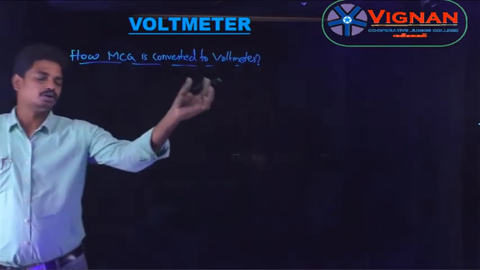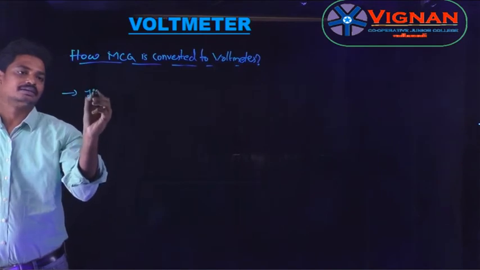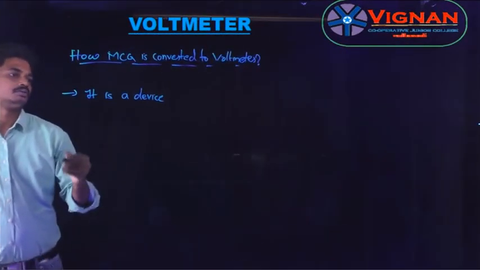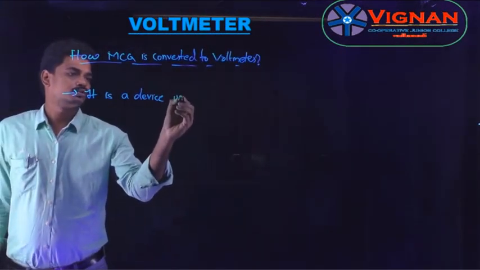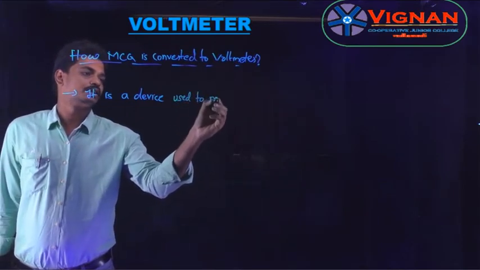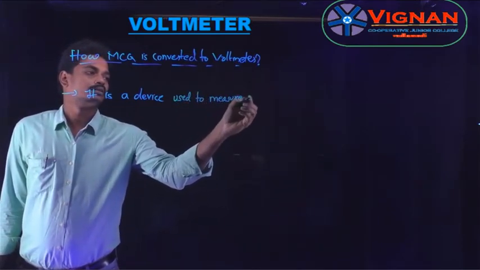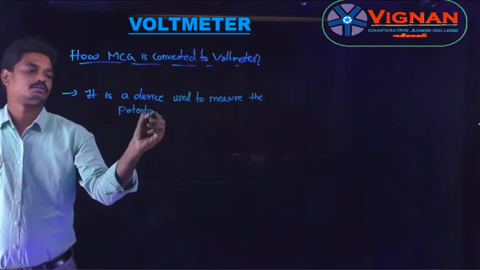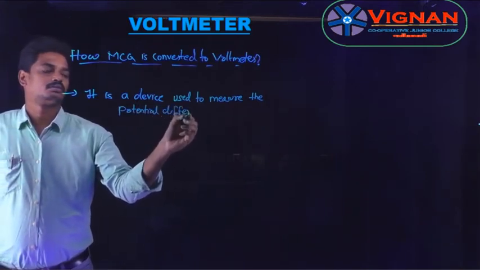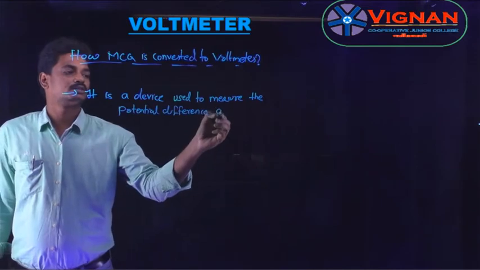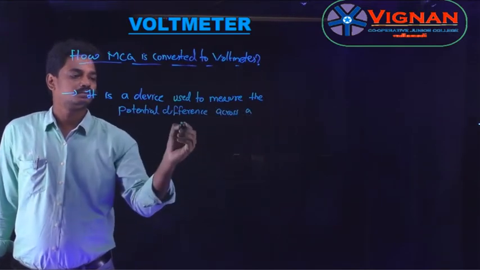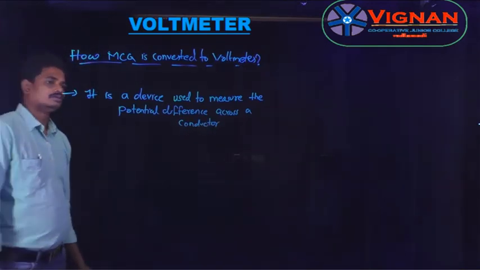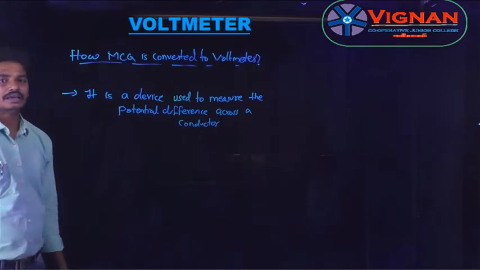So what is meant by a voltmeter? It is a device used to measure the potential difference across a conductor. It is a device which is used to measure the potential difference across the conductor.